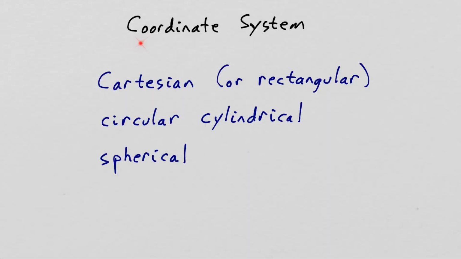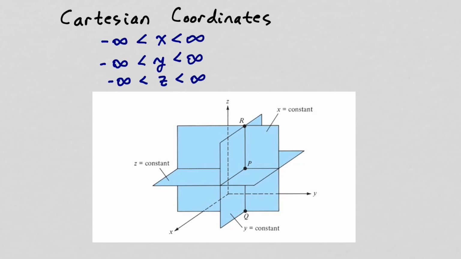We will now review coordinate systems. In this course, we're going to use three coordinate systems: the Cartesian or rectangular, the circular cylindrical, and from now on I will just refer to this one as cylindrical, and the spherical. When solving problems, we'll see that it's very helpful to choose a coordinate system that matches the symmetry of the problem. In our discussion of vectors, I've already assumed you're familiar with the Cartesian coordinate system.